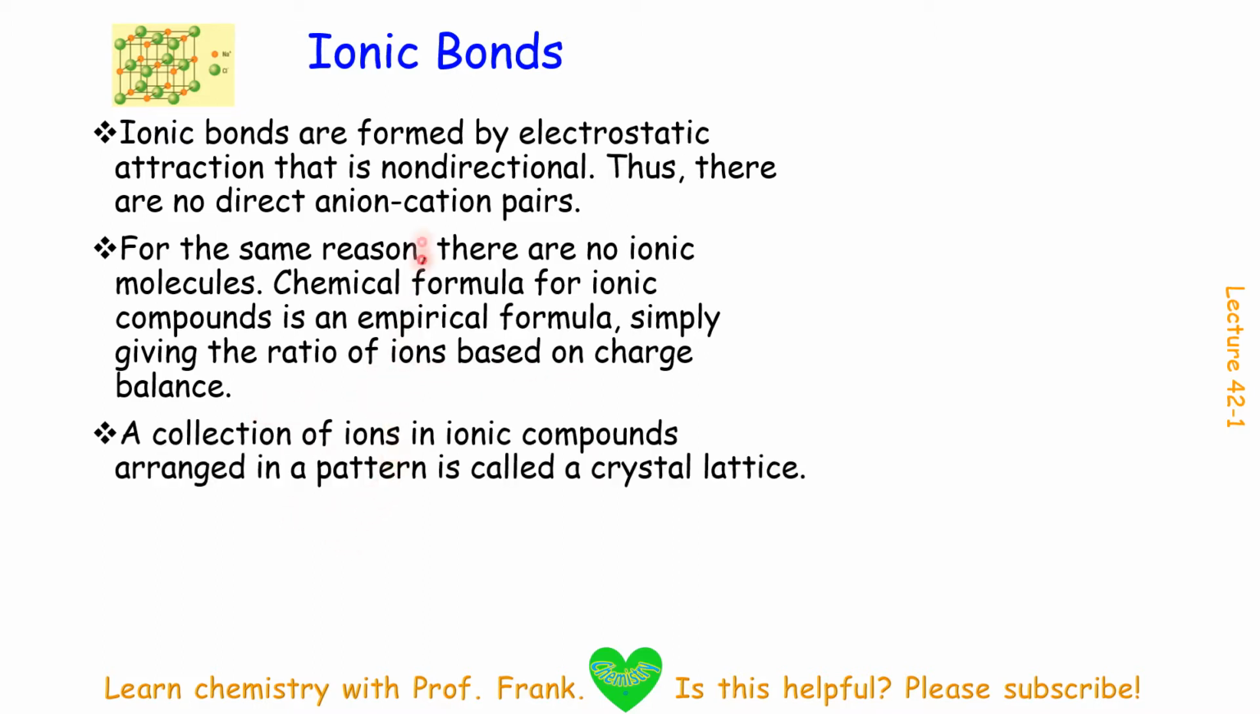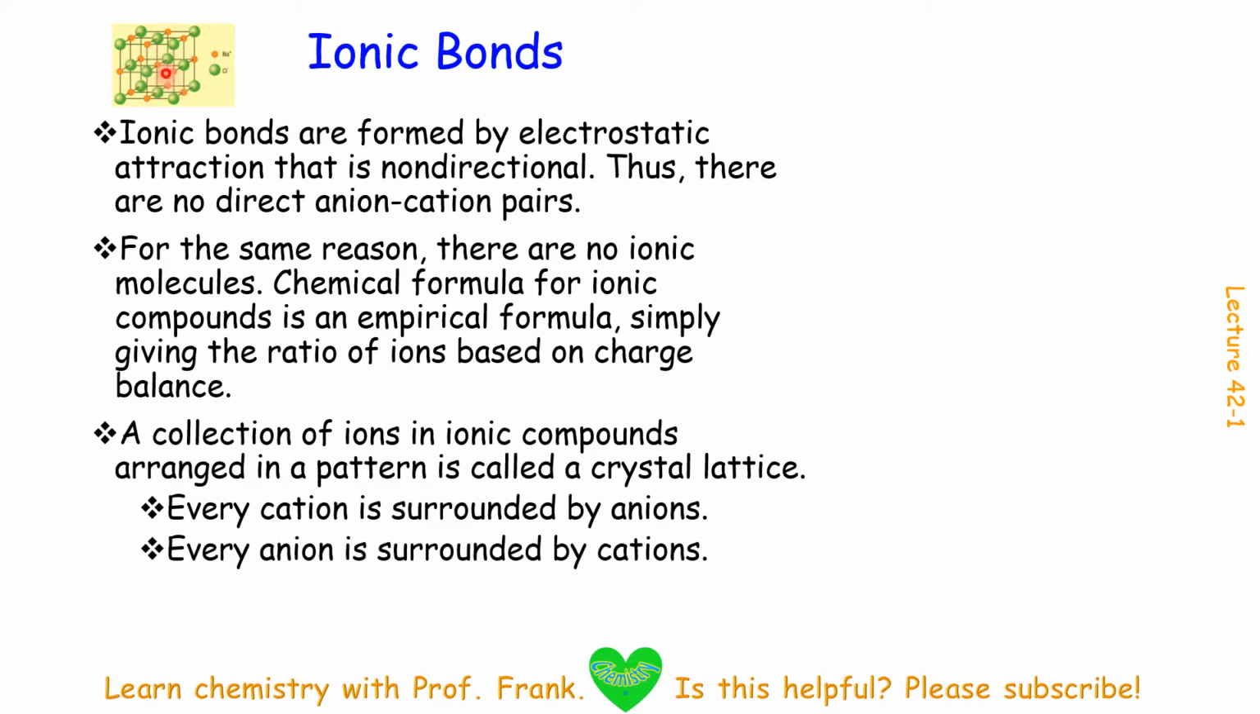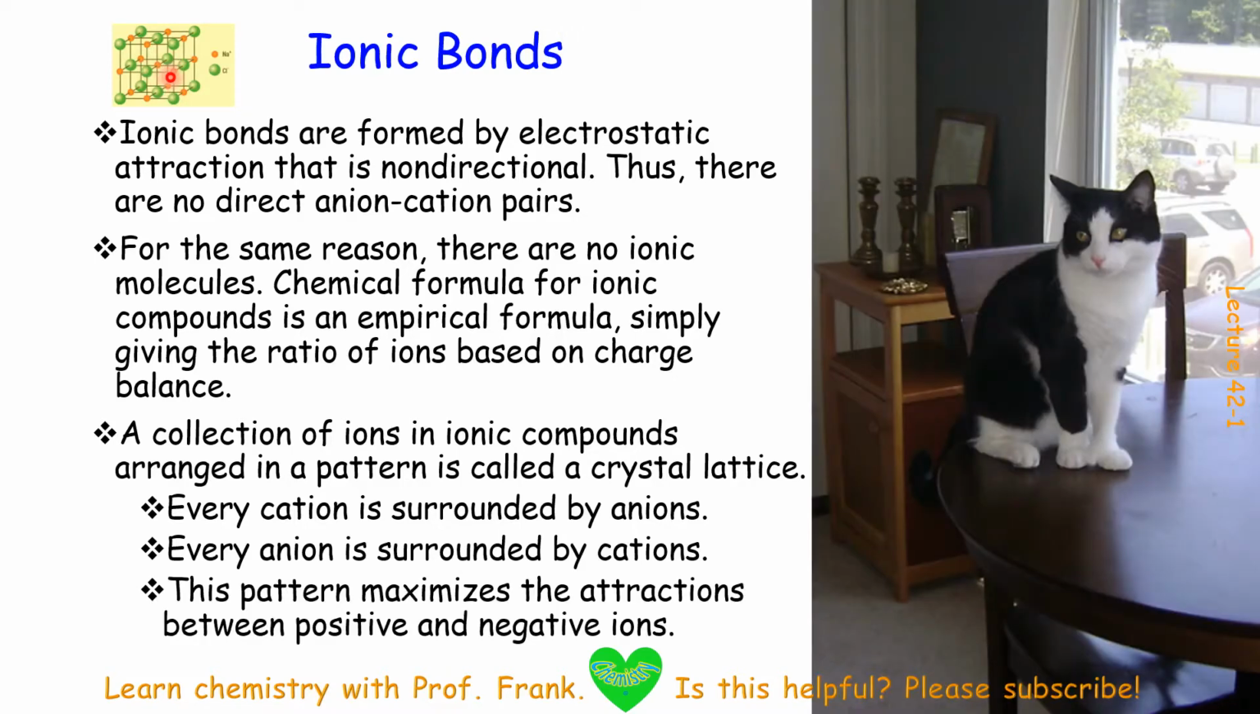A collection of ions in ionic compounds arranged in a pattern is called a crystal lattice. Every cation, the red dots, is surrounded by anions, the green ones, and every anion is surrounded by cations. This pattern maximizes the attractions between the positive and negative ions.